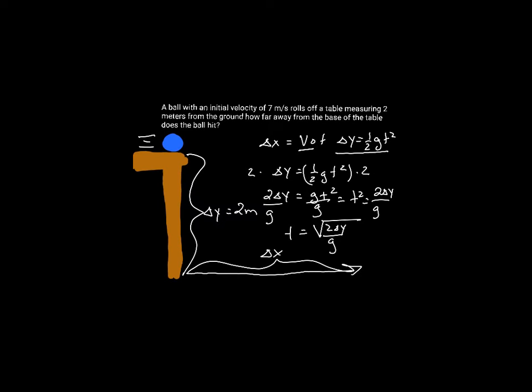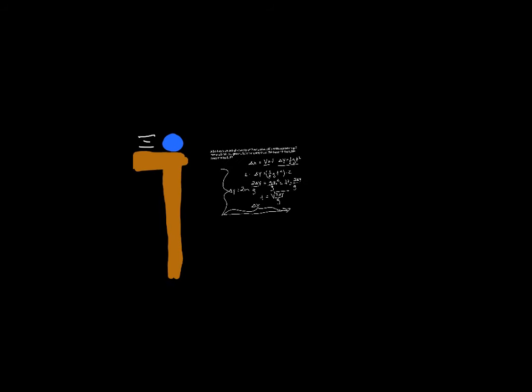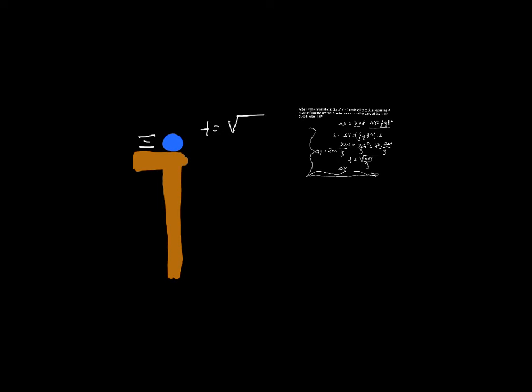Okay, so what I'm going to do here is just shrink this down a little bit, and I'm going to move it off to the side so I can keep working. All right, now back to where we were. I know that t is equal to the square root of 2 delta y over g. All right, so what I'm going to do then is plug everything in.